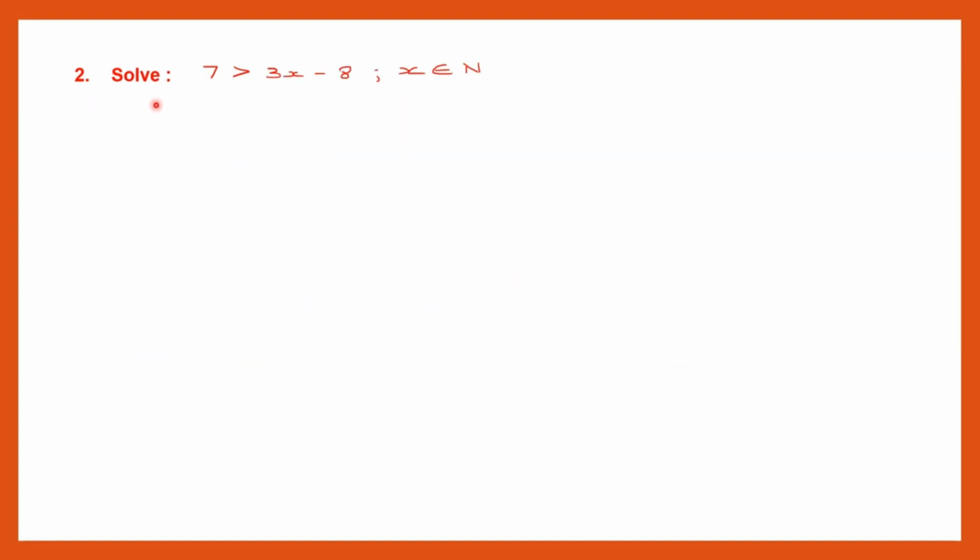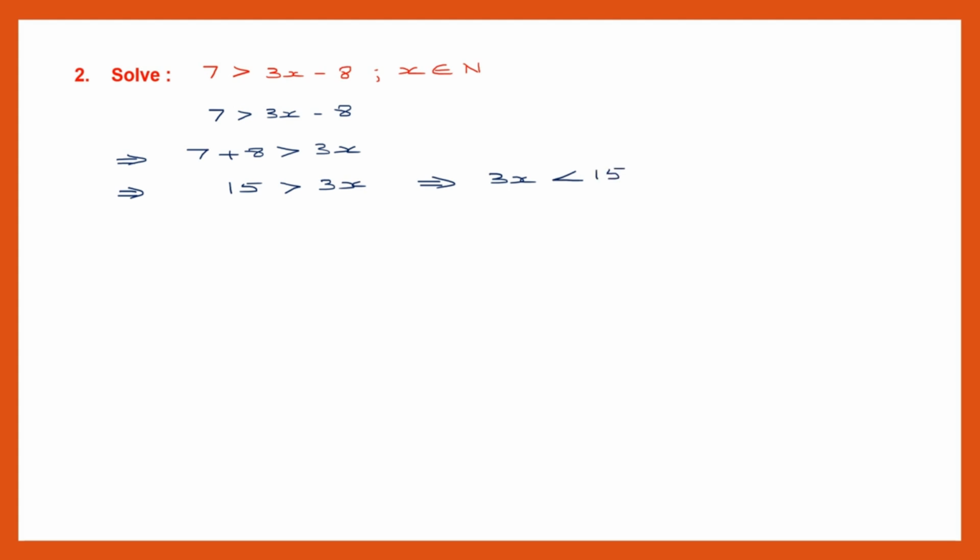Question 2. Solve. Now let's solve this inequation. Let's remember that x belongs to natural numbers. So here we have 7 is greater than 3x minus 8. So we can transpose the minus 8 to this side. So we get 7 plus 8 is greater than 3x, or 15 is greater than 3x. So now we can rewrite this as 3x is less than 15. That's what it says, isn't it?